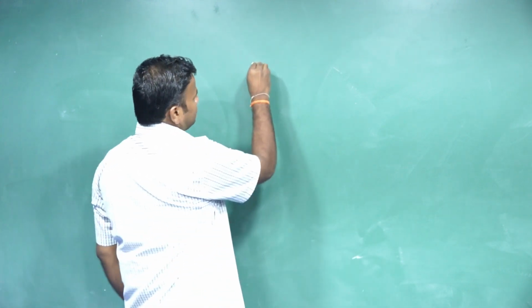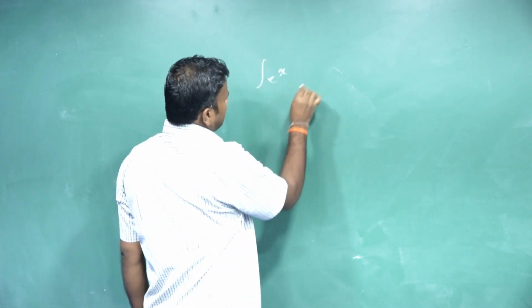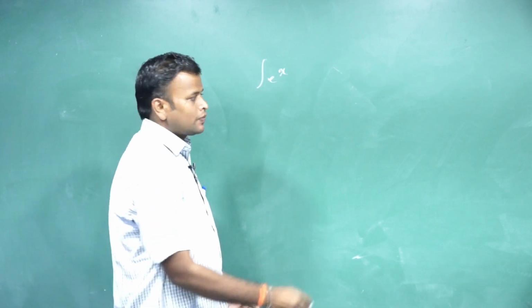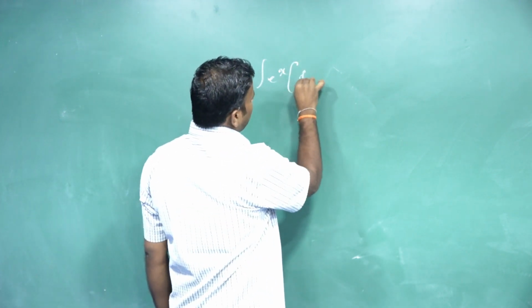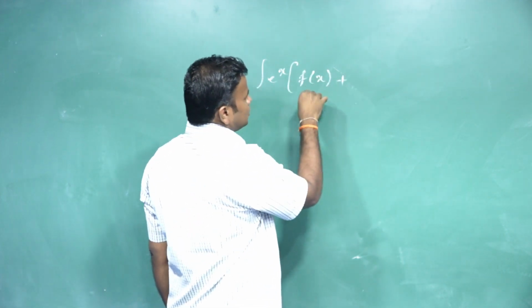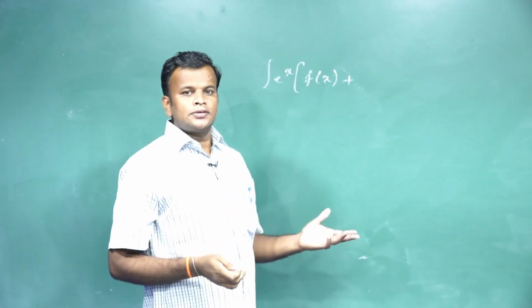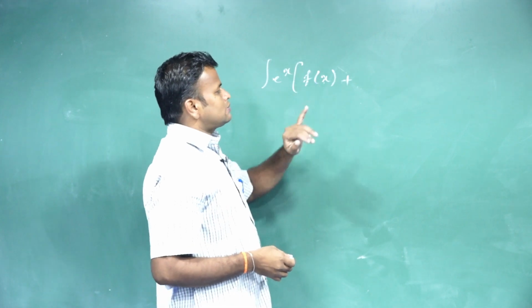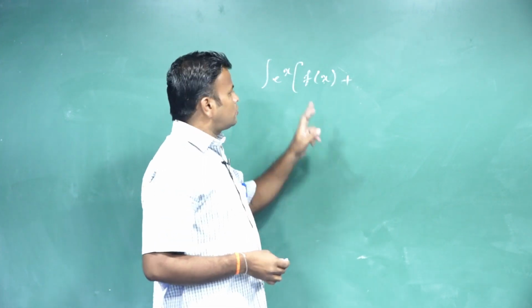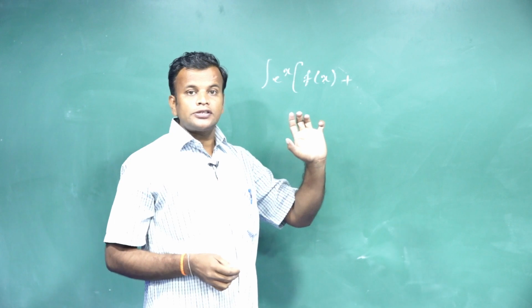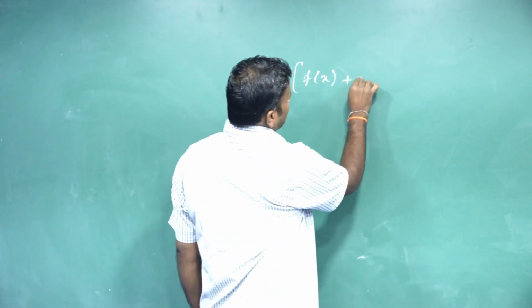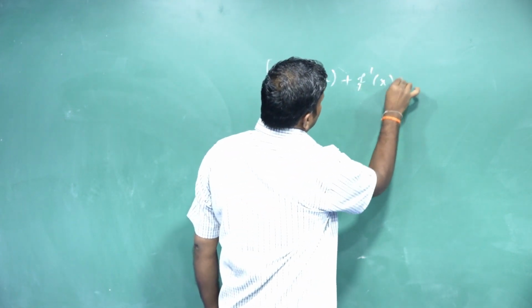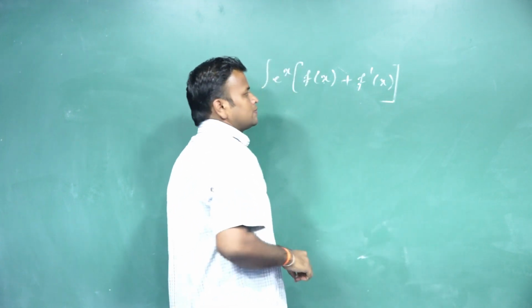In integration, one term is e power x, and within a bracket, one is f of x, where f of x is a function. It may be in terms of x or y. Suppose it is in terms of y, we write it as f of x. So f of x is one function, not a constant. And another one is f dash of x.